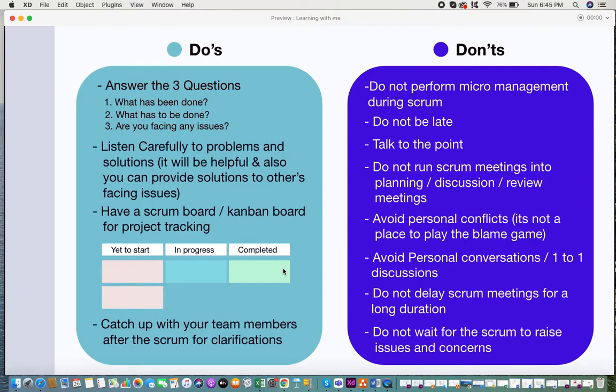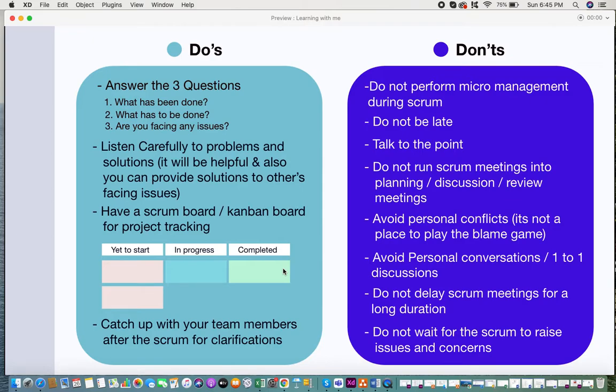The last one is, do not wait for the Scrum to raise issues and concerns. Let's say you're facing an issue in a task, or you're having certain situations where there are blockers or impediments. At that time, do not wait for the next day's Scrum or stand up meeting in order to convey this information. You can go immediately and convey this to your team members or the concerned person.